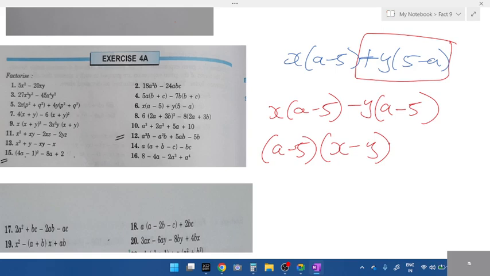Complete this, students. First, go through what I have written. Look at the way I have changed the sign. 5 minus a becomes a minus 5. A minus 5, x minus 5. Should we do the next one?